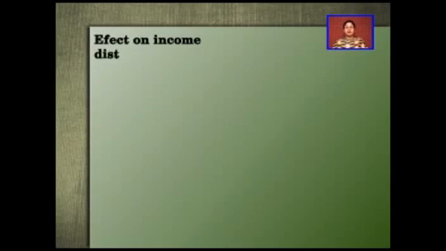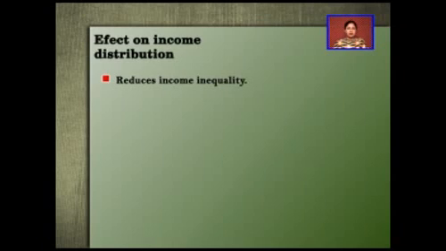The effect of public expenditure on income distribution. First one, it reduces income inequality. Public expenditure can be helpful in reducing income inequalities in the society. How? By providing more facilities for the welfare of the poorer sections of the society, like free education, free health facilities, and free ration distribution to the people. It helps them in increasing their standard of living.